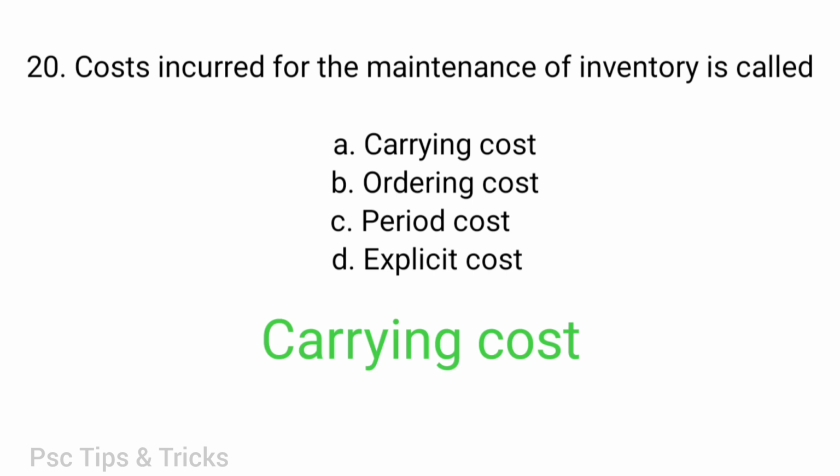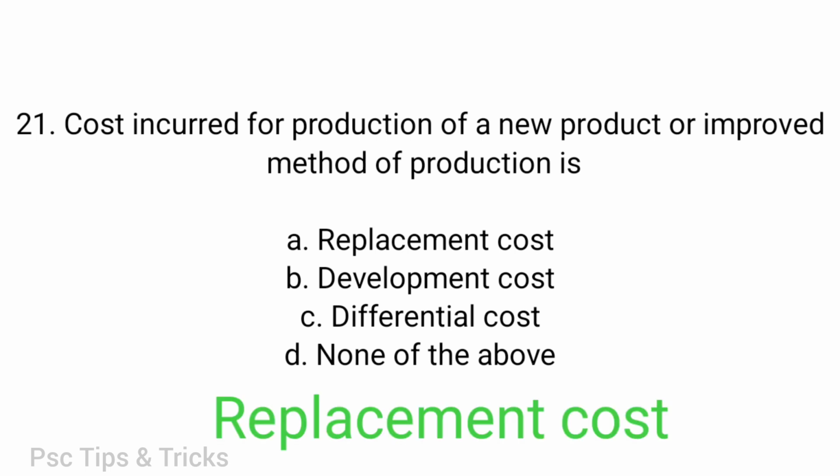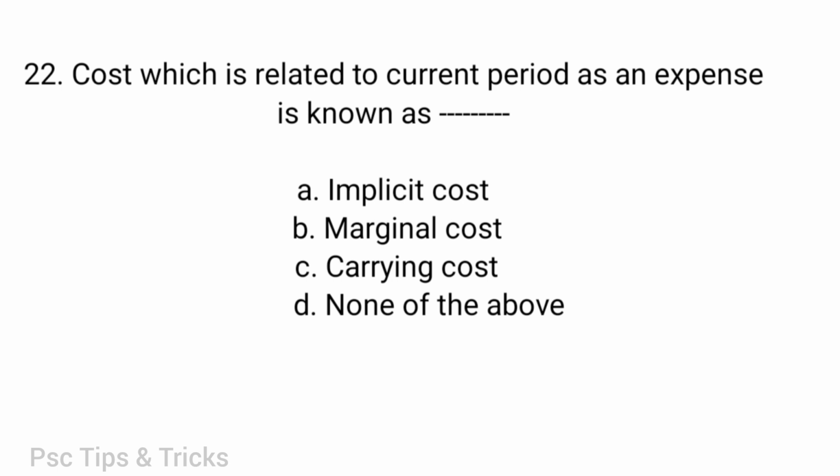Cost incurred for the maintenance of inventory is called carrying cost, ordering cost, period cost, explicit cost. Carrying cost. Cost incurred for production of a new product or improved method of production is replacement cost, development cost, differential cost, none of the above. Replacement cost. Cost which is related to current period as an expense is known as dash. Implicit cost, marginal cost, carrying cost, none of the above.